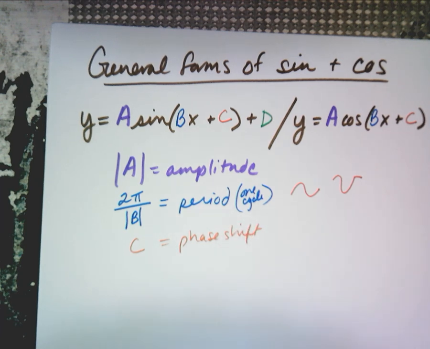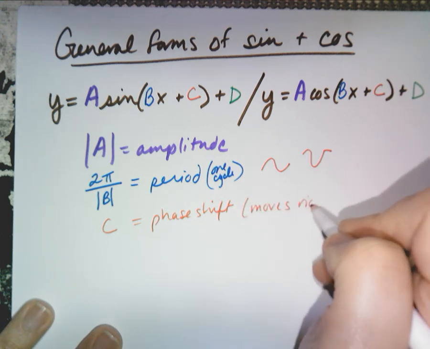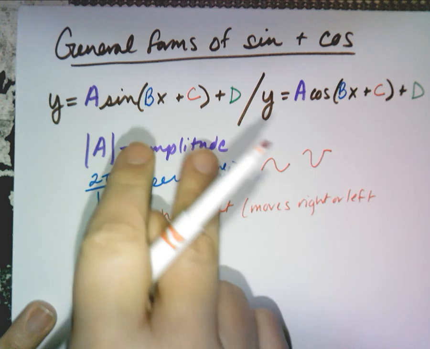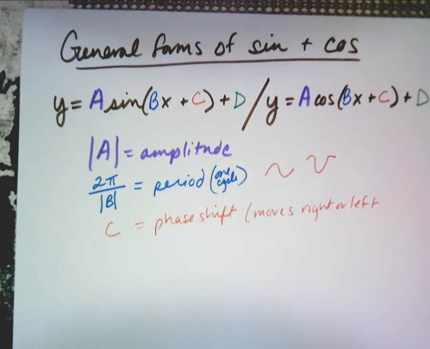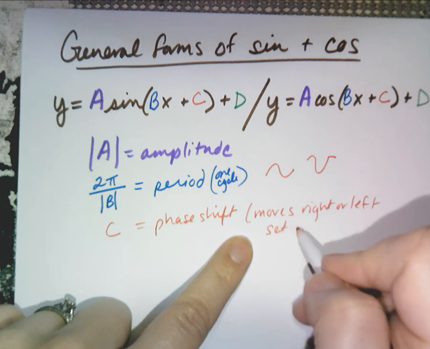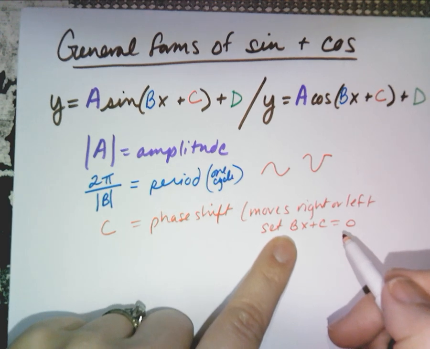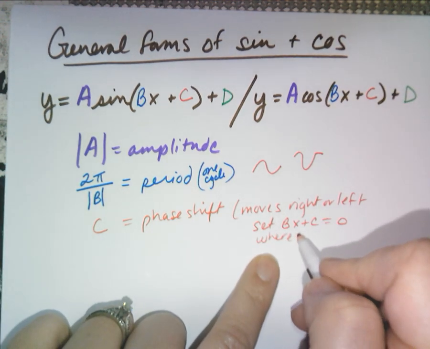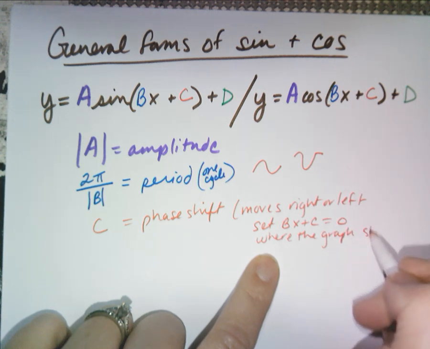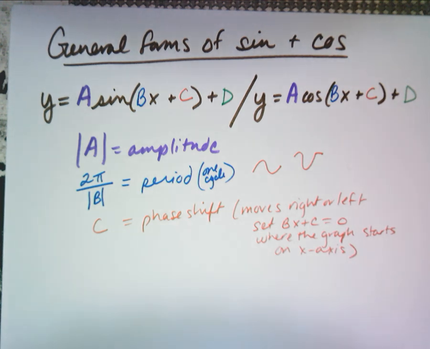Okay, but you have to do something extra. The phase shift moves the graph right or left, which makes sense. Remember when I taught you last year, if you're with the parent, you move right and left. If you're outside the parent, you go up or down. Same thing, it moves right or left. However, you need to set the entire parenthesis equal to 0, and that will tell you where the graph starts on the x-axis. Set that whole entire parenthesis equal to 0.